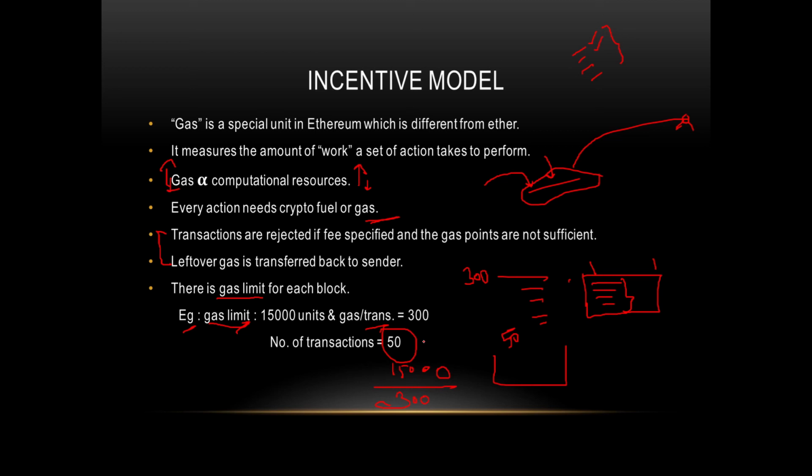So this is the whole incentive model in Ethereum and how miners get paid for their computational work. This whole gas goes to the miner who puts it in the block and mines the block. So this is an added reward to the miner. It is basically his computational power which is getting rewarded. Thank you.